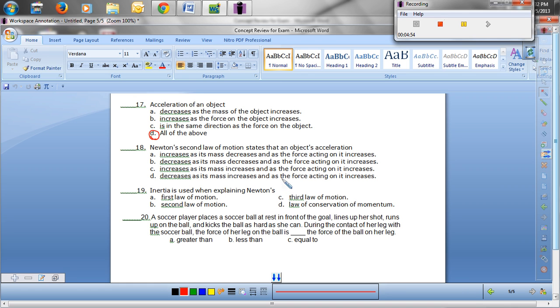Newton's second law states that an object's acceleration will increase if the mass goes down, and will increase if the force acting on it increases. Inertia is used for explaining Newton's first law of motion.